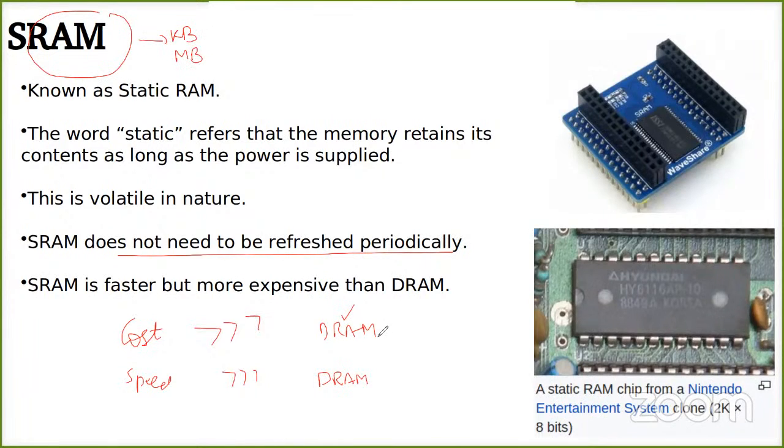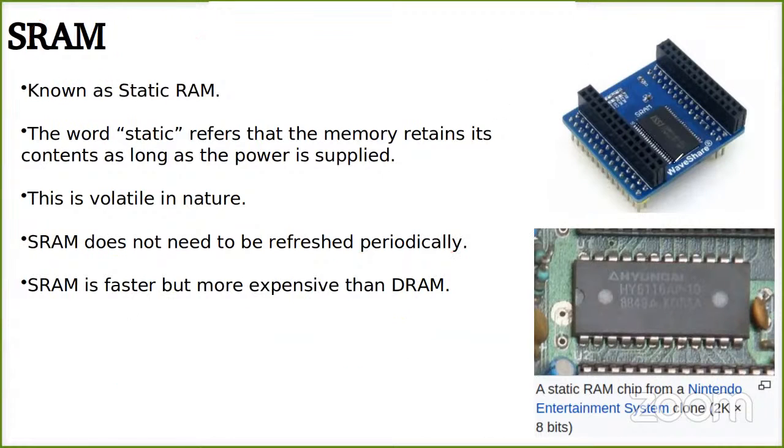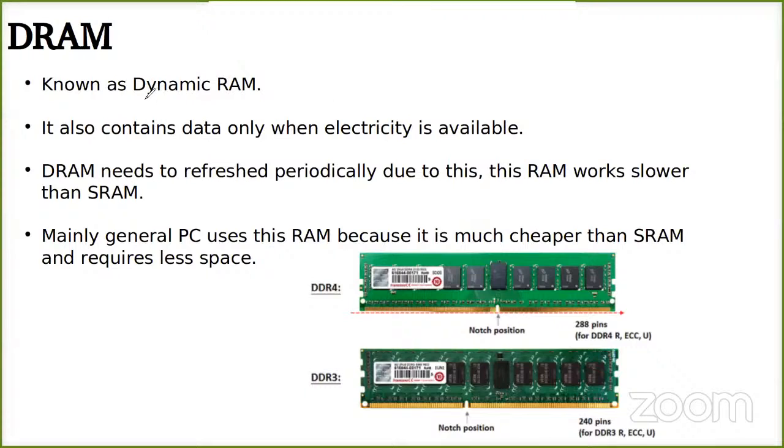And we find DRAM to be in terms of gigabytes. Okay. This is the example of SRAM which you see on the right hand side of the slide. And then we have dynamic RAM, DRAM. Okay, so these are the dynamic RAM that we normally see. These are the RAM slots, right?